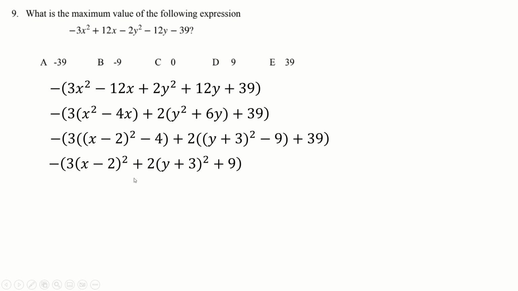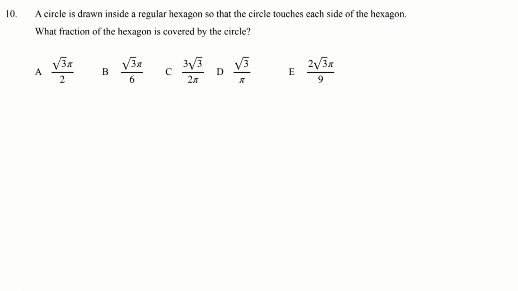If I make these things anything else, because they're always going to be positive, that makes more of a negative number when you do minus that thing. So actually the biggest I can make this is just that minus 9. Anything else is going to be like minus 10 or minus 11 or so on. The biggest I can make that is minus 9.